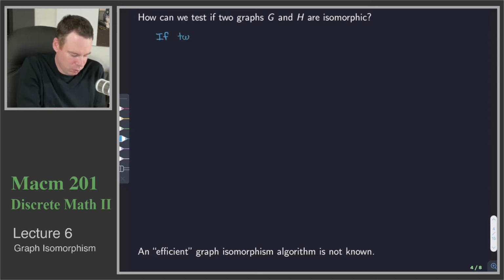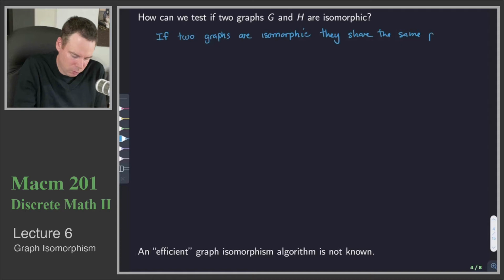So if two graphs are isomorphic, they share the same properties. And so what are some examples of properties that they would share? Well, for one, they would have to have the same number of vertices and the same number of edges. So they would have the same number of vertices. That's because there's a bijection between their vertex sets. And they'd have to have the same number of edges.